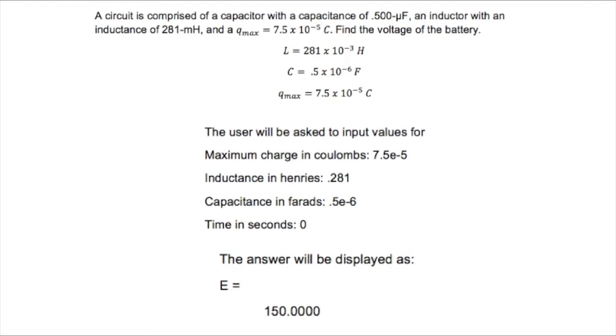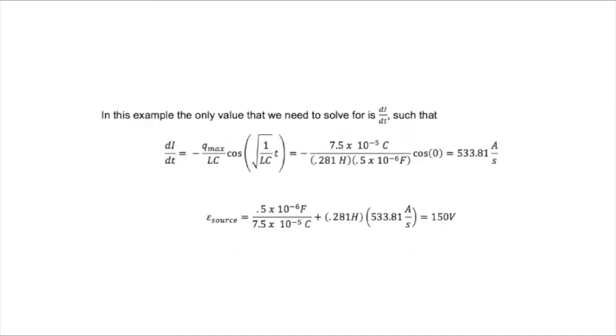So we've been asked to find the voltage of a battery when the capacitance is 1/2 microfarad, the inductance is 2.81 millihenries, and the maximum charge is 7.5 times 10 to the negative 5 coulombs. Well, all you have to do is enter these values into MATLAB and press enter, and the answer will be displayed as 150 volts for the source voltage. Or we can do all this crazy complicated math and still get the same answer. I don't know about you, but I would much rather use the MATLAB script.